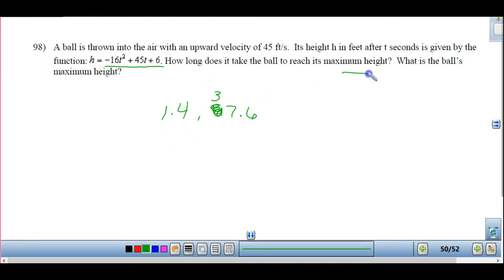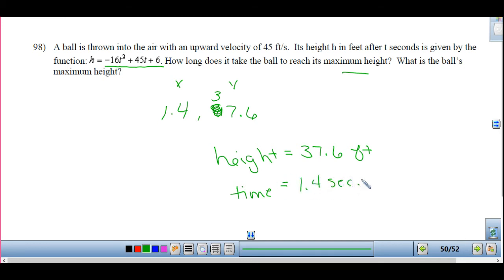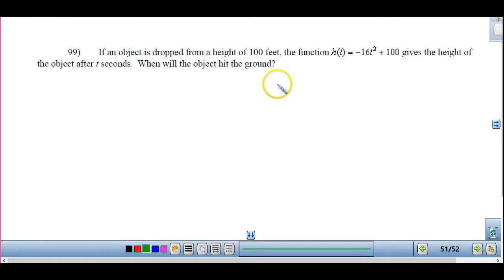Okay, so maximum height, remember this is x, this is y, so my height that it got up to was 37.6 feet, and the time that it took is over here. It took 1.4 seconds for it to get to its maximum height. Okay, now it's a little different. Now it's when will it hit the ground.